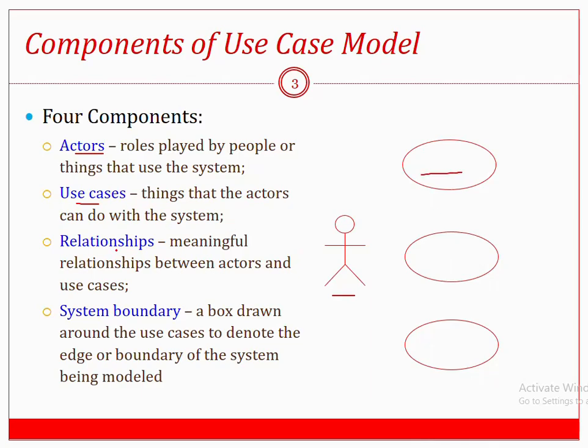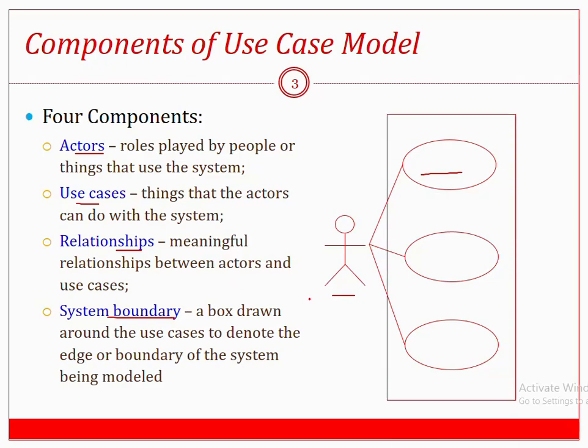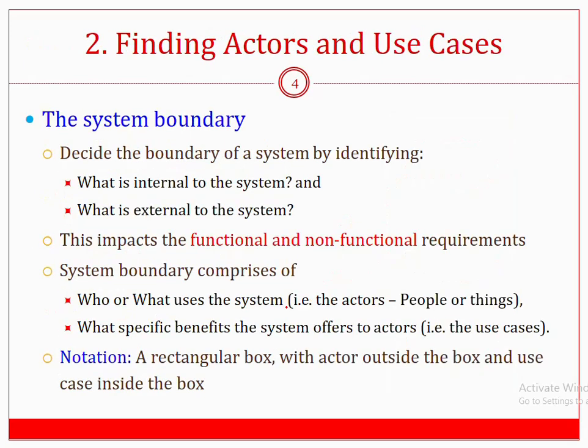The third is relationship, which shows how actors and use cases are connected. This is represented by a line starting from the actor and pointing towards a corresponding use case. And finally, system boundary defines what is inside the system and what lies outside it. So this is represented by a rectangle covering all the use cases of the corresponding system.